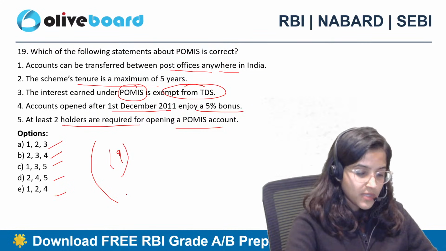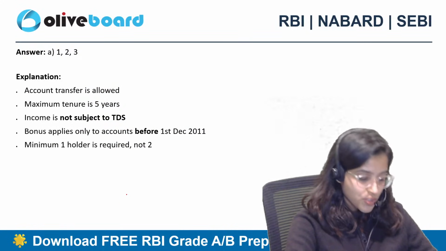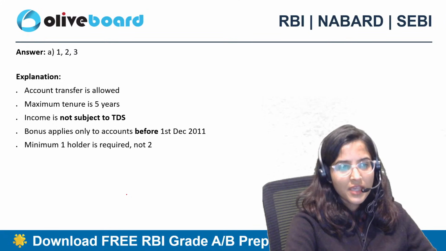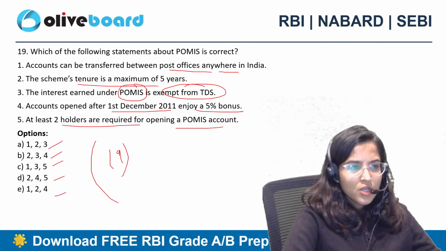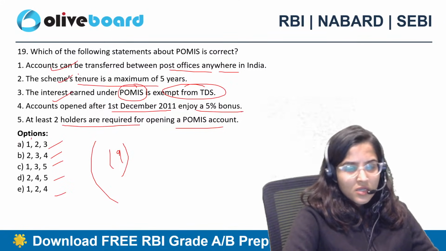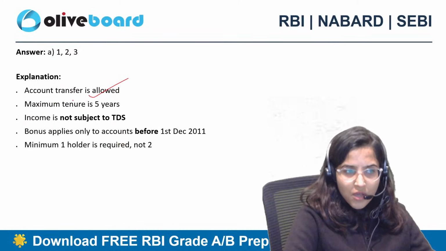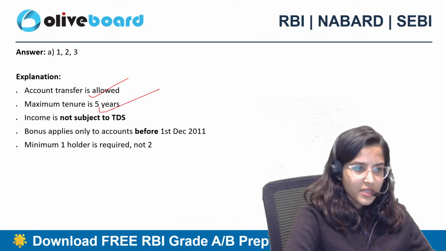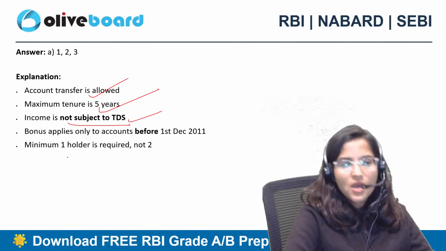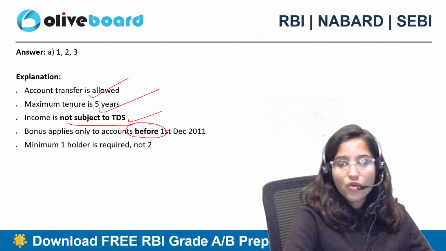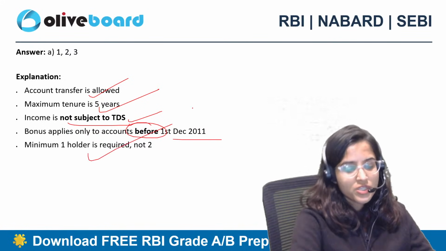Question number 19, B, E. The correct answer is not B, not E, but A: 1, 2, and 3. ठीक है? So 1, 2, and 3 are correct. Fourth and fifth statements are incorrect. So account transfer is allowed. Maximum tenure 5 years. So this is correct. Income is not subject to TDS. Bonus applies only to accounts before 1st December 2011 and minimum one holder is required, not two.